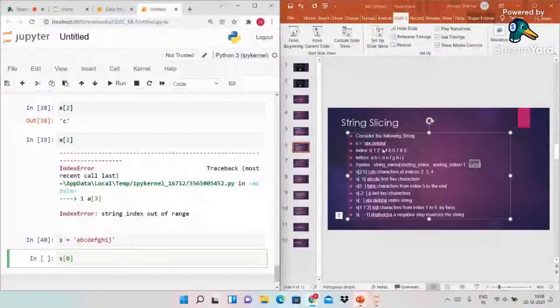So let us try something like 0 to 6. What would be the output? It will go to 6 minus 1, which means 5. That means the characters till the fifth index will be printed. So 0th index has A, 1 B, 2 C, 3 D, 4 E, 5 F. So it will be A, B, C, D, E, F. Let's run it. Here you go.